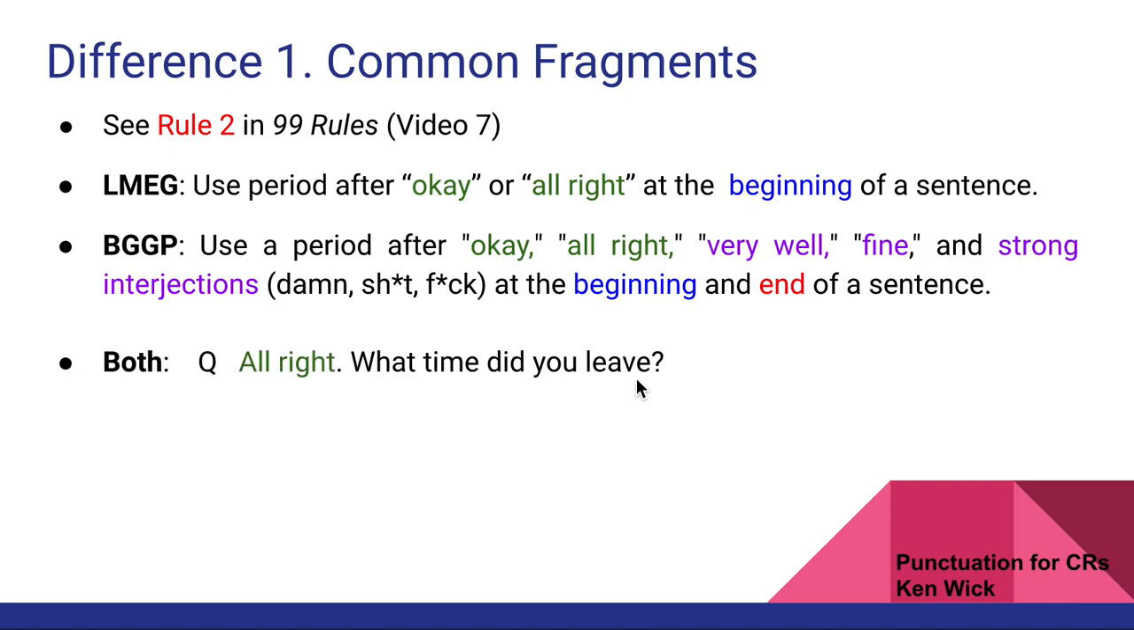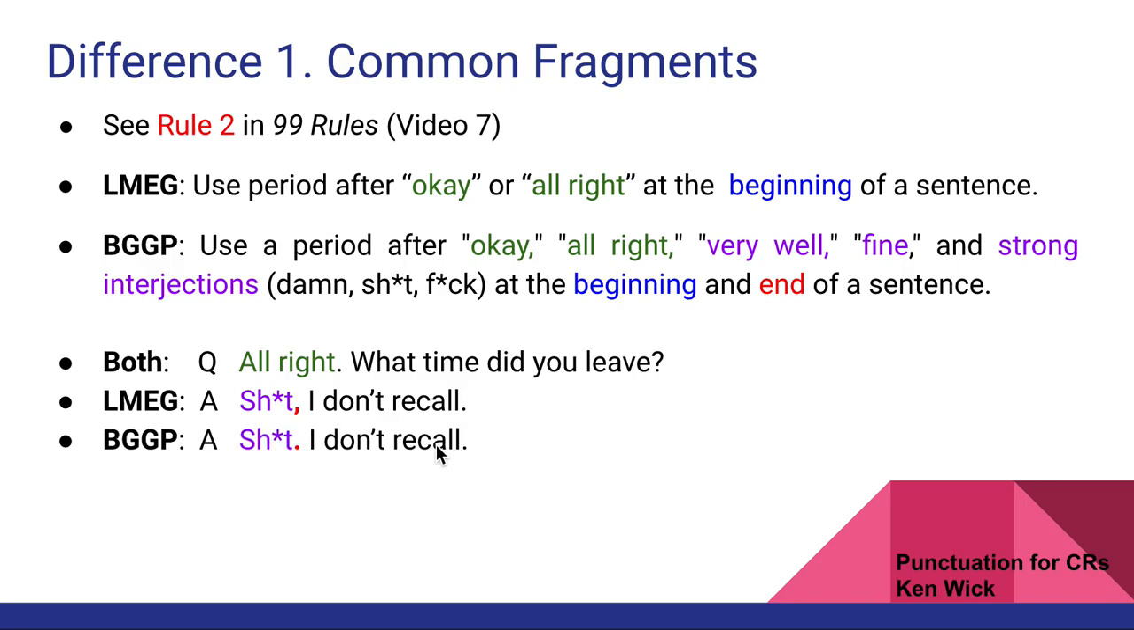So just a couple examples. Both would punctuate this question, "All right, what time did you leave?" Both would punctuate it that way. LMEG would say, answer: "Shoot." I'm just going to say shoot. And it would probably use a comma, because after an introduction you do commas. "Shoot, I don't recall." But the BGGP would use a period. Answer: "Shoot. I don't recall." So that's the difference there.